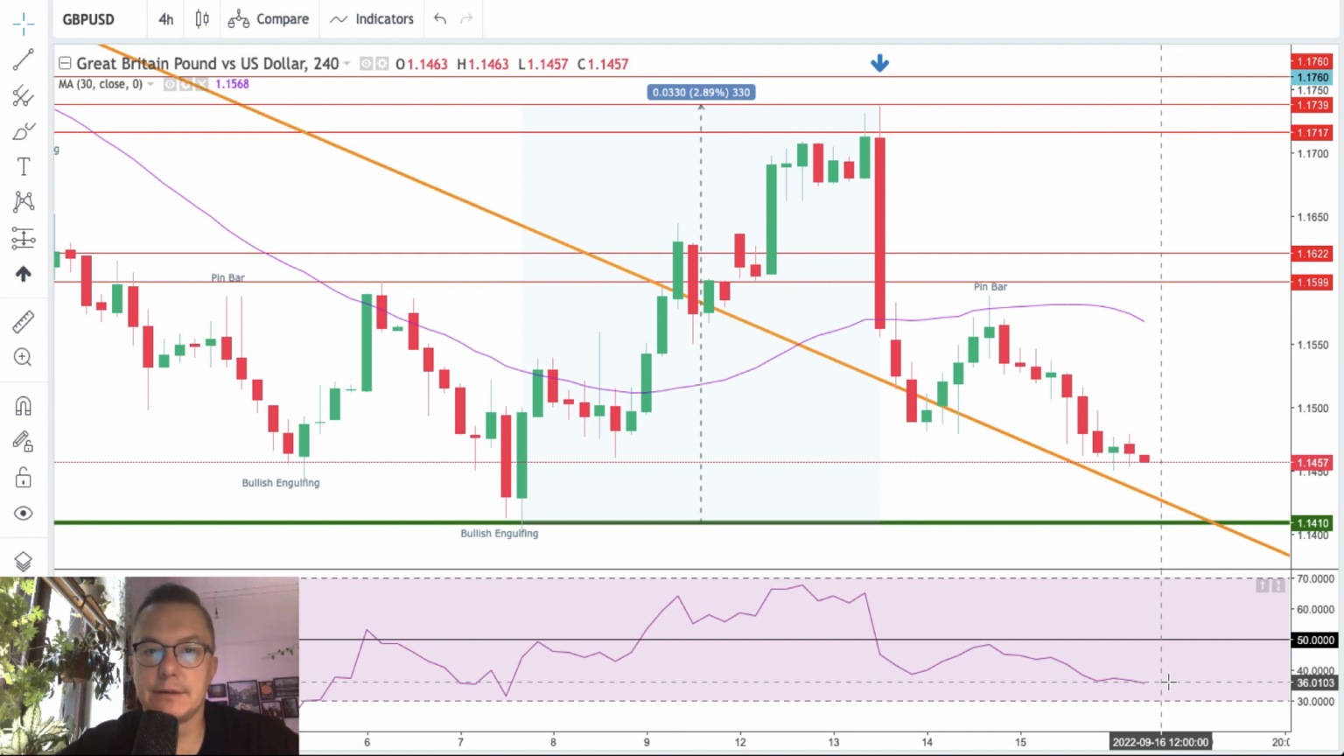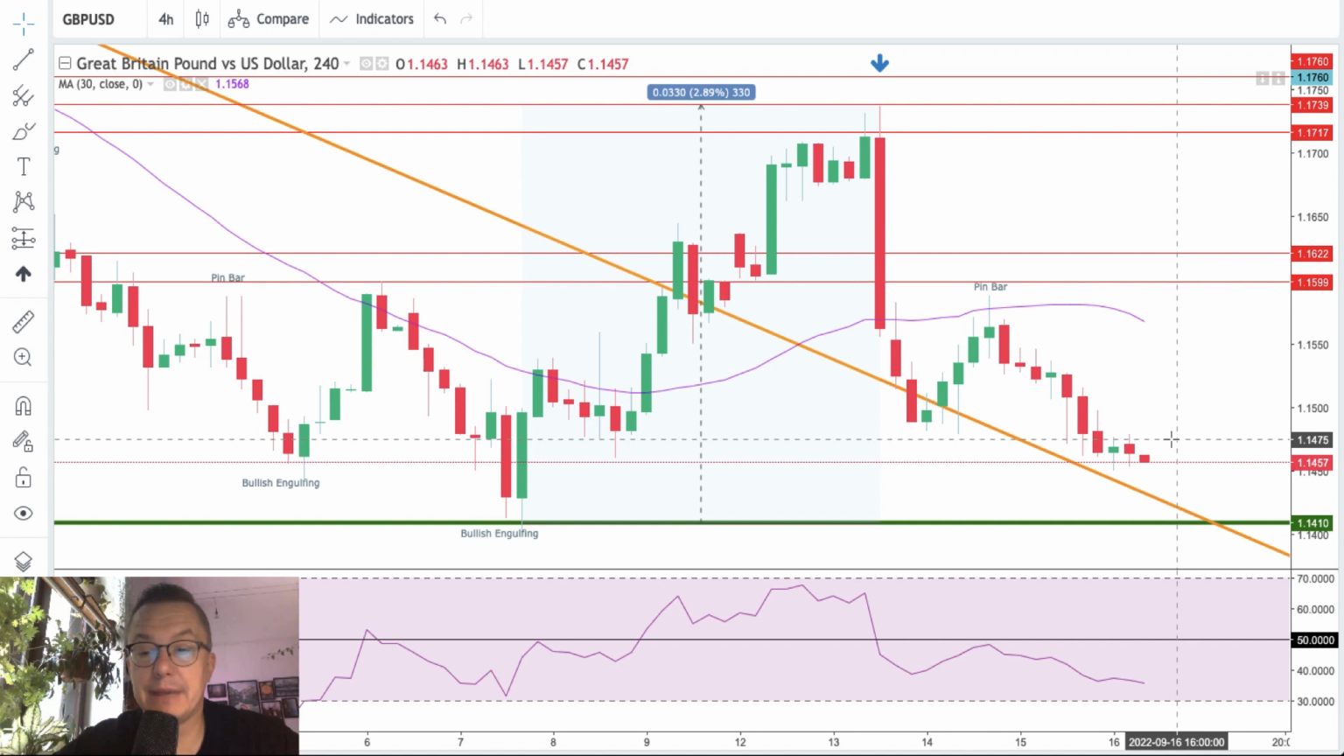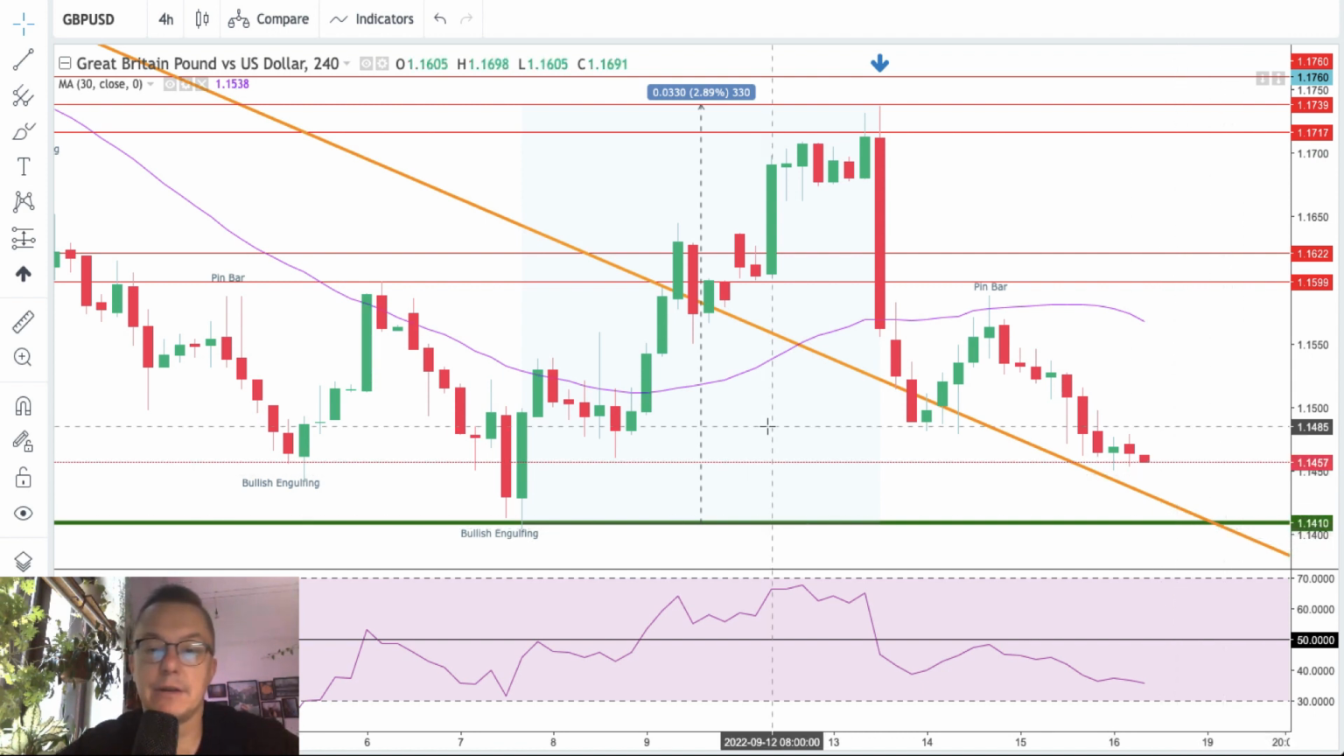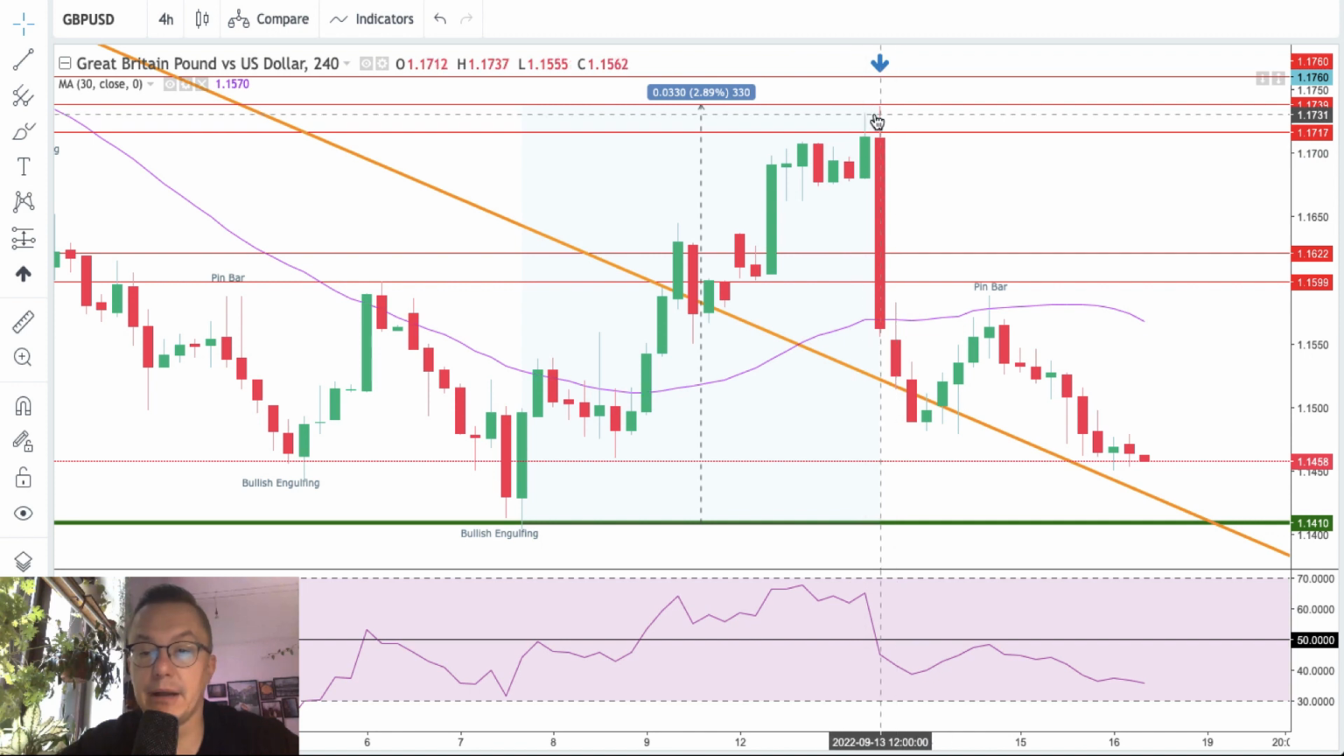So the outlook remains bearish. If the data are worse than expected, we should expect the market will trigger a move to the downside towards 1.1410, and the reaction on this level is very important. The first reaction was rather positive. We got a bullish engulfing and 2.85% bounce. How it will be today, we are not quite sure.